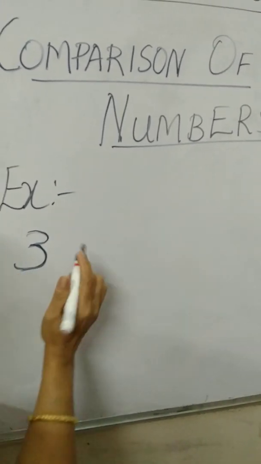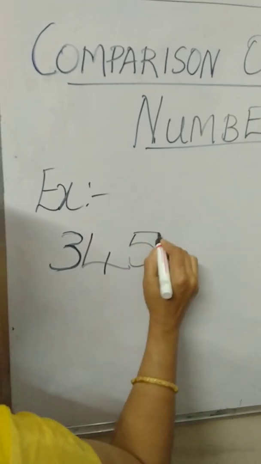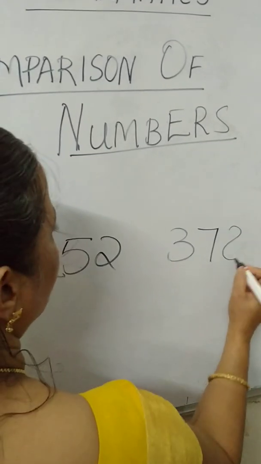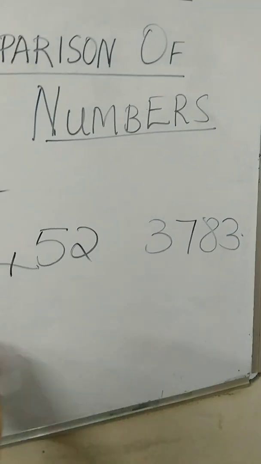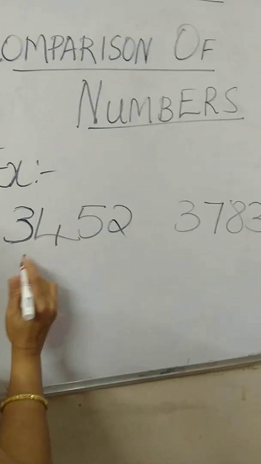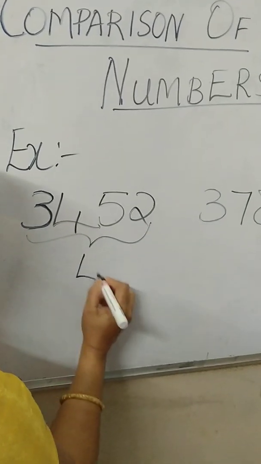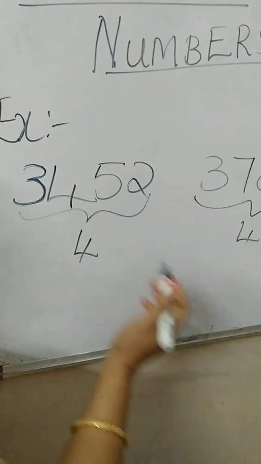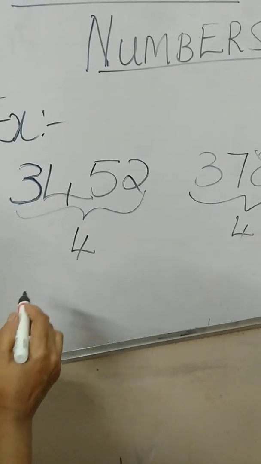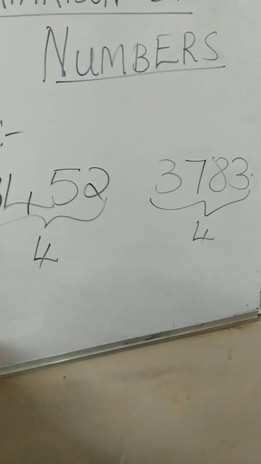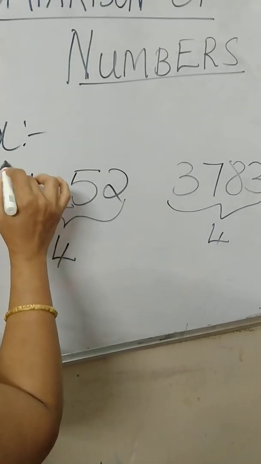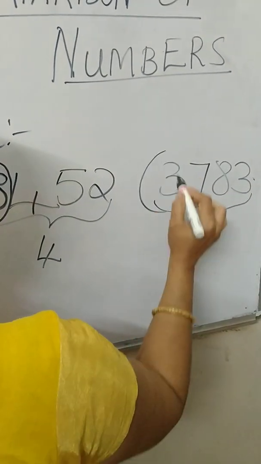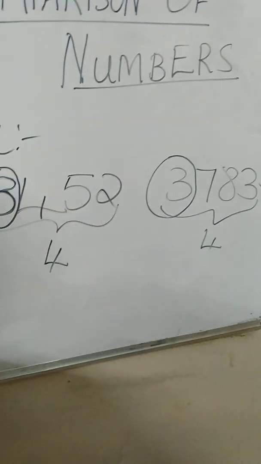Three thousand 452 and here 3,783. Now we'll compare these two numbers. Here the number of digits in this number is 4. Also in this number it is 4. Yes. Now we'll look at the number which is in the highest place value of both these numbers. First number, here the number in the highest place value is 3. Even here the number in the highest place value is 3.